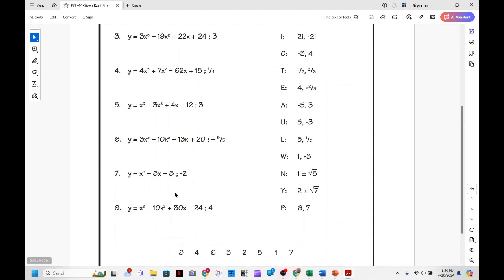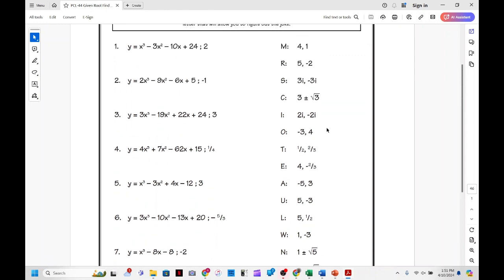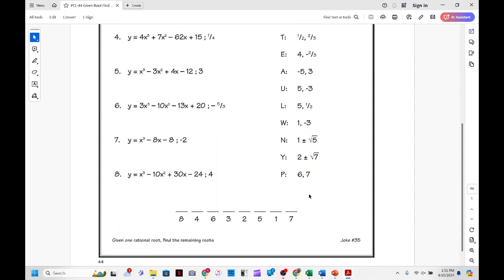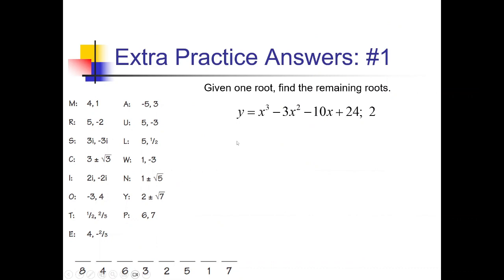In this case, number 8, they gave you 4 is one of the roots. You have to use that to find the other roots. Once you find them, over on this column on the right here, whatever letter is next to those roots, you're going to put that letter above the problem number down in these blanks below here. So let's go ahead and see what we get out of this. So here we go with problem number 1.